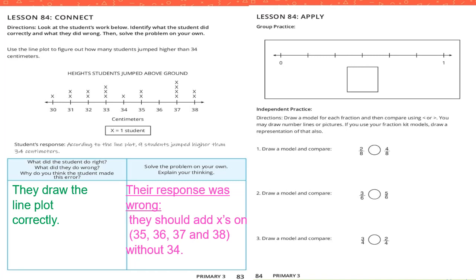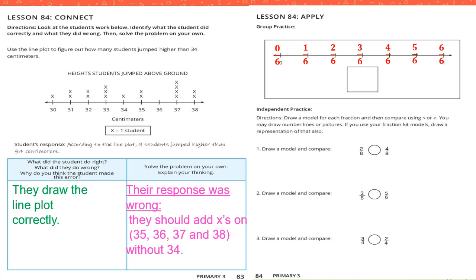The next page here, the apply part. Group practice, we have a number line. Let's count, this number line is divided into how many parts? Split into how many parts? 1, 2, 3, 4, 5, 6. So let's label each dash by its fraction: 0 over 6, 1 over 6, 2 over 6, and so on till 6 over 6.